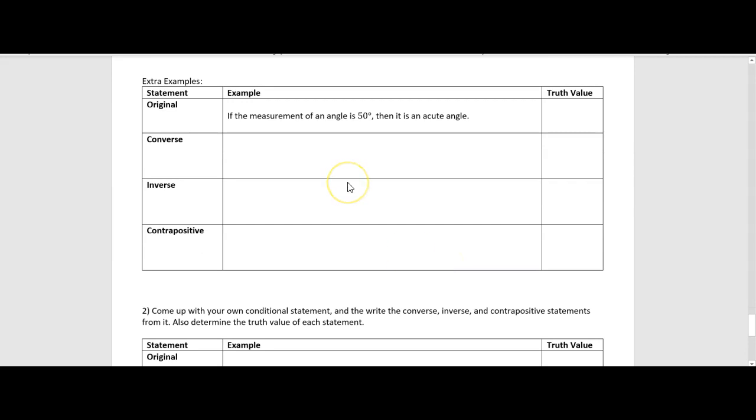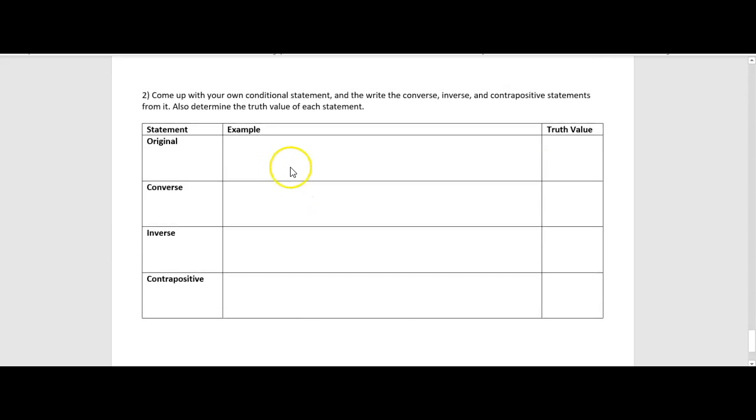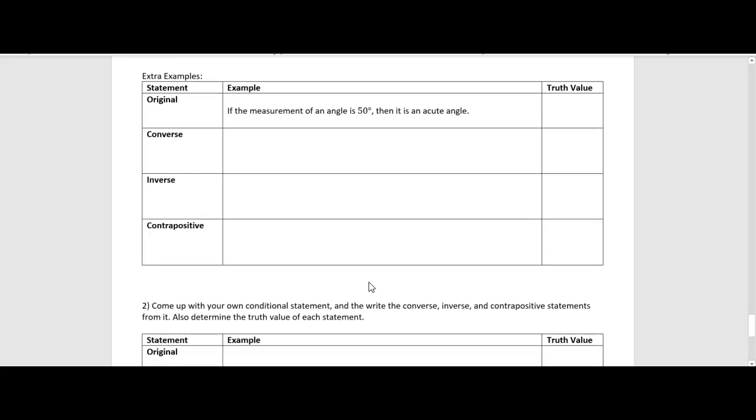So I give you an original statement. You're going to come up with the three other statements. Then you're going to come up with your own conditional statement, your own original statement. And this one could be false, it could be true. But regardless, you're going to come up with the other three as well and put their truth values down. So take a chance to do that, and I will review both of these when you come back.